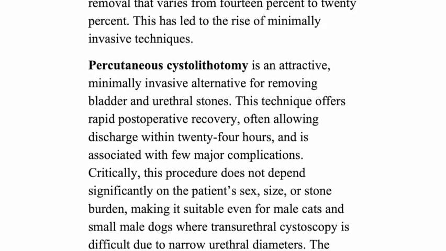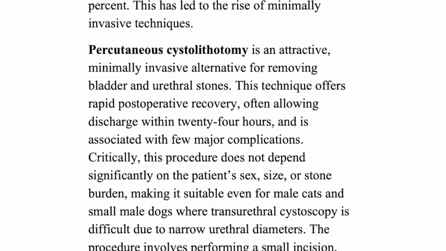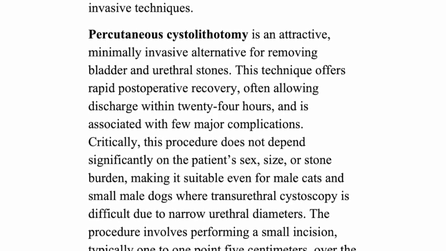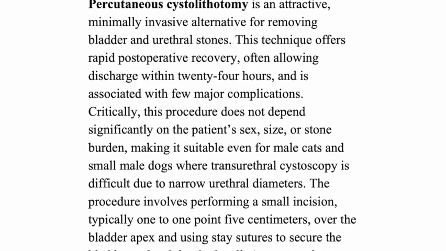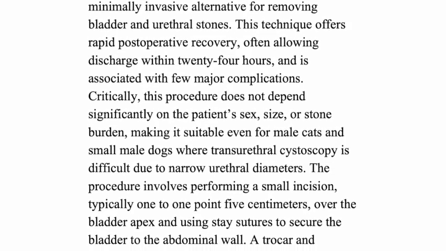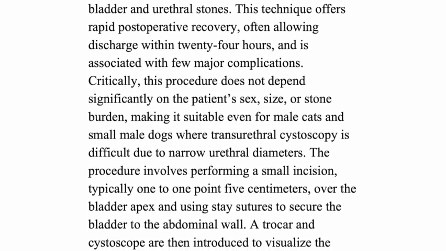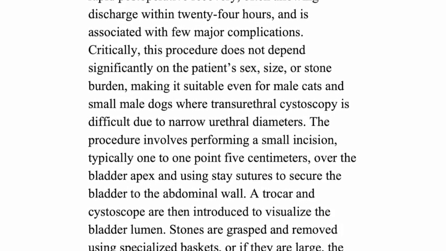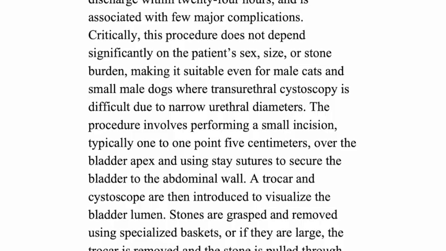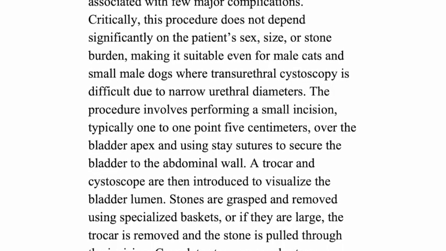Critically, this procedure does not depend significantly on the patient's sex, size, or stone burden, making it suitable even for male cats and small male dogs where transurethral cystoscopy is difficult due to narrow urethral diameters. The procedure involves performing a small incision, typically 1 to 1.5 centimeters, over the bladder apex and using stay sutures to secure the bladder to the abdominal wall.